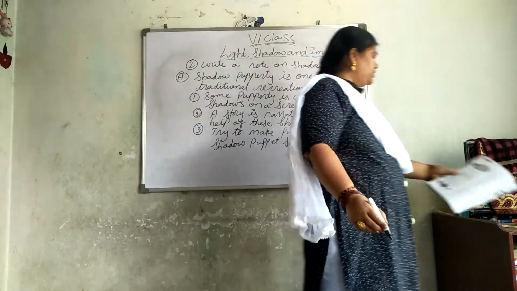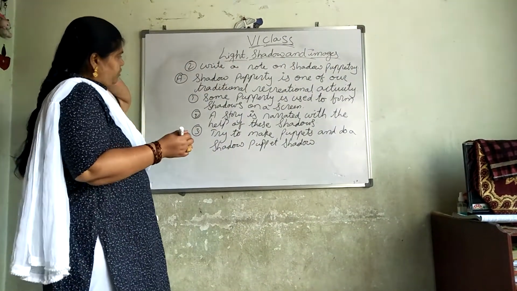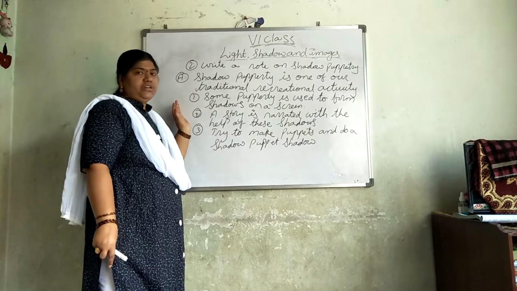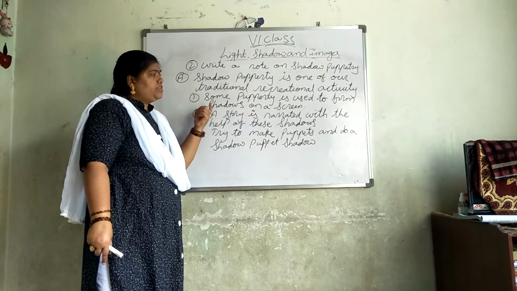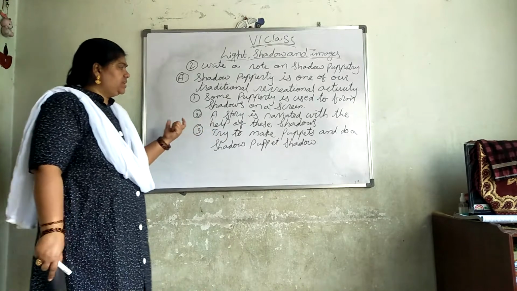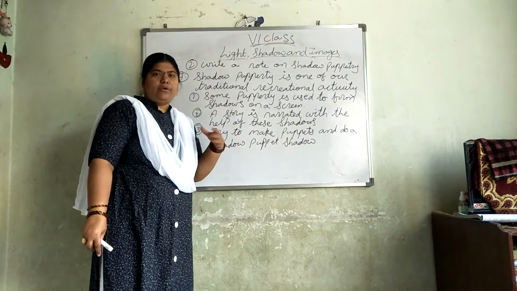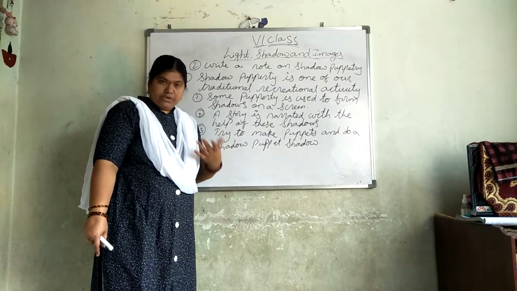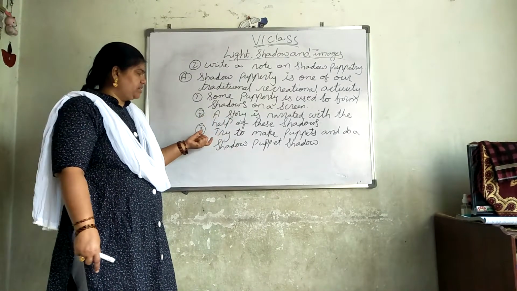So coming here, what is the topic? Write a note on shadow puppetry. For that, what is the answer? Shadow puppetry is one of our traditional recreational activities. What are the points? Puppetry is used to form shadows on a screen. A story is narrated with the help of these shadows. They tell about, as I said, Ramayana, Mahabharata, or how the people struggled in British rule. All these things we can narrate by using these puppetries.